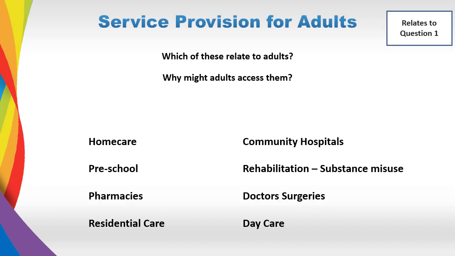Service provision for adults. So we're going back to relating to question 1 here. Which of these relates to adults and why might adults access them? So we've got home care, preschools, pharmacies, residential care, community hospitals, rehabilitation such as substance misuse, doctor's surgeries and daycare. Which of these relate to adults and why might adults access them? We've looked previously at some of the reasons why they might access them.